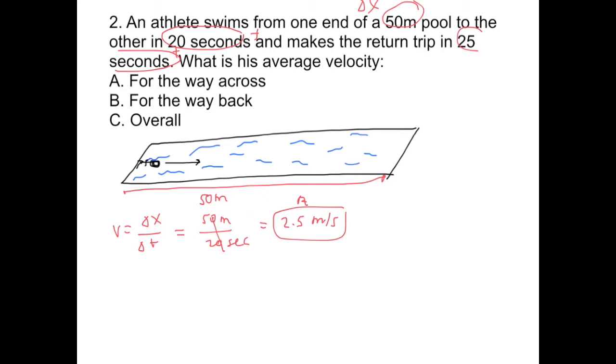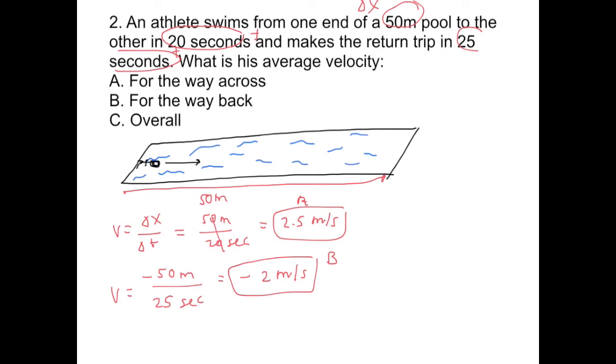Now let's look at the way back from the pool. So this time, the distance he's traveling is going to be negative because he's going in the opposite direction. So that's negative 50 meters, and we see that it takes him 25 seconds, a little bit longer. Now we're going to divide again to find that his velocity for the return trip is negative 2 meters per second. So that's part B.